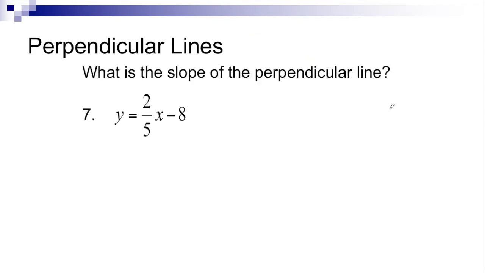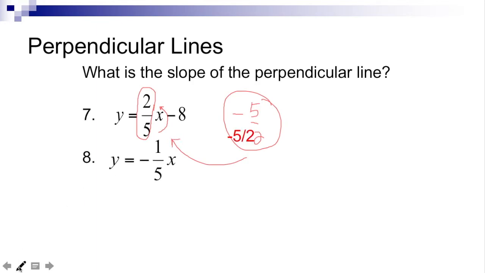So let us identify the slope of this perpendicular line. It is very simple. The slope is 2 over 5, and since it's positive, you have to make it negative and flip 2 over 5, and that becomes 5 over 2. So this is the slope perpendicular to this equation. Next, how about number 8? So the slope is negative 1/5. Negative becomes positive, and then flip 5 and 1. So this will be 5 over 1, or 5. So the slope perpendicular to this equation is 5, or 5 over 1.